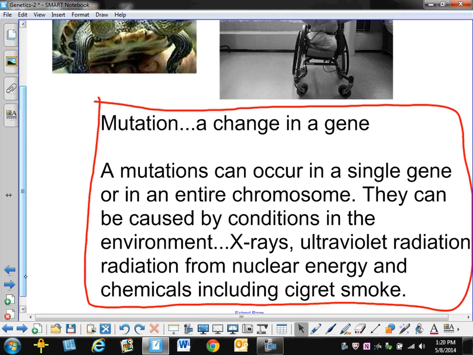Main thing you could see them asking you, the SOL guys, is what are some conditions? They can be environmental, they can be X-rays, ultraviolet radiation, radiation from nuclear energy. This is what happened at Chernobyl when the Russians had the reactor that went critical. They have generations of babies now that are born without arms and born without legs because of these mutations. There's a whole book called The Chernobyl Babies. And it's about all of this bad stuff that happened being exposed to radiation. All right.